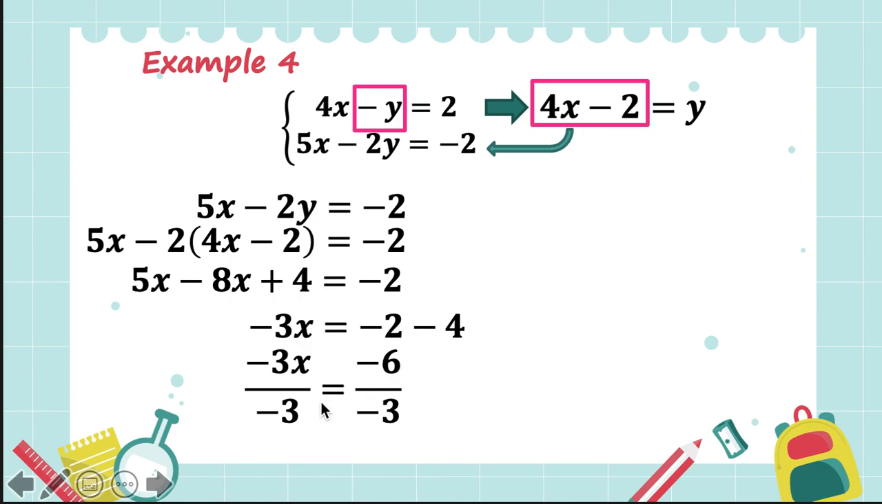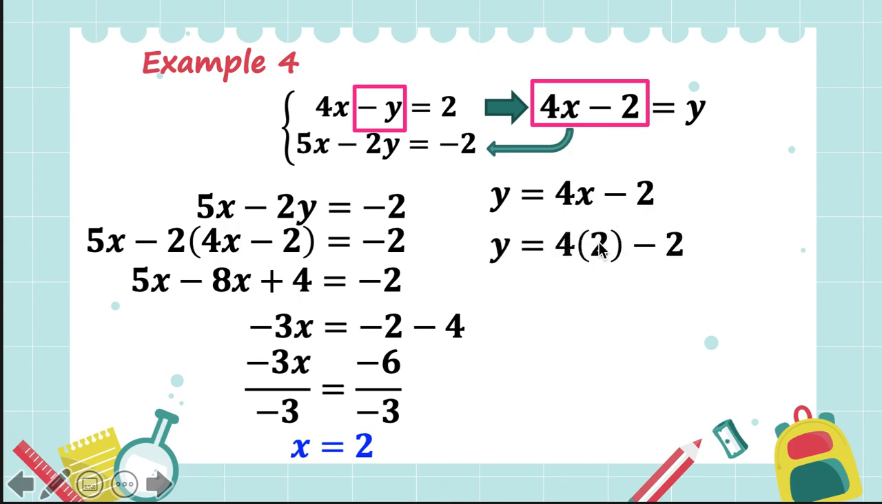Dividing both sides of the equation by negative 3. So negative 6 divided by negative 3, the answer is positive 2. So always check your sign. Please be careful as you transpose each of the terms here. So don't forget, as you transpose a term or an expression, again, you change the sign. So to get the value of the other variable, I will be using the equation y is equal to 4x minus 2. So I will be changing x and make it 2. So 4 times 2, the answer is 8. Minus 2, the answer is 6. So that's it. The solution is 2, 6.